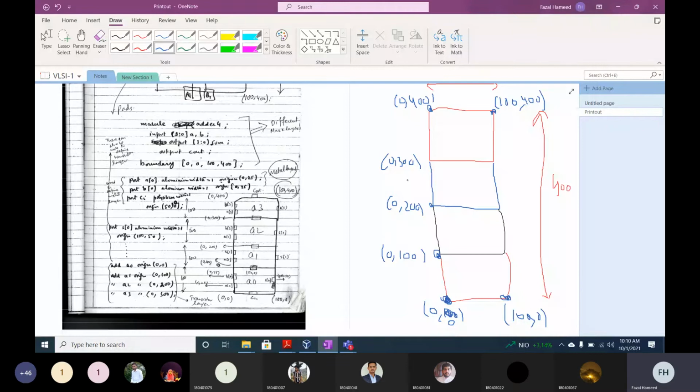Now this is the whole diagram that I have drawn. But if you look at this figure, can you see the figure? So now this is 0, 0, this is 100, 0, and this is 100, 400, and this is 0, 400. Did you understand this or not? Yes, sir.